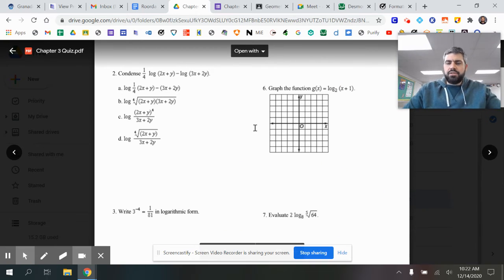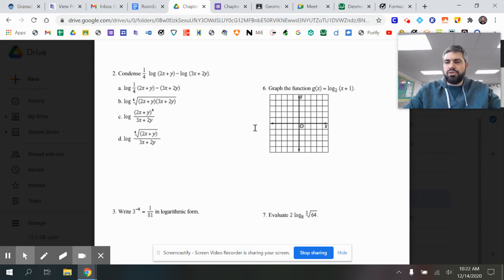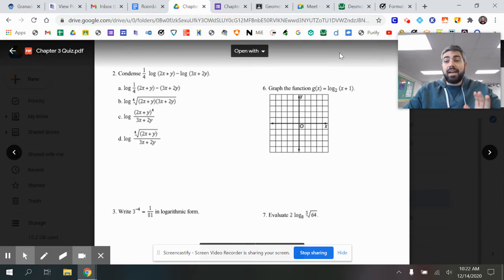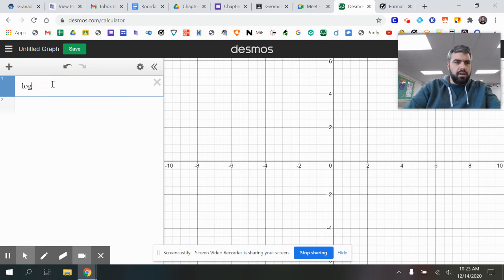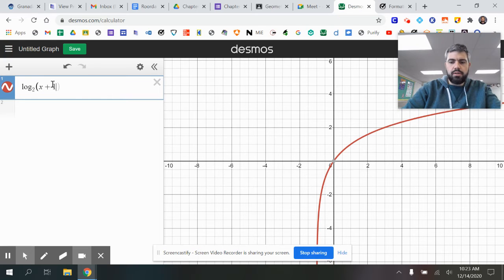Now, number 6 asks us to graph the function log base 2 of x plus 1. For that, I would strongly suggest using Desmos. So we would say log base 2 of x plus 1. Boom, there it is right there. We notice that it crosses at 0, 0.